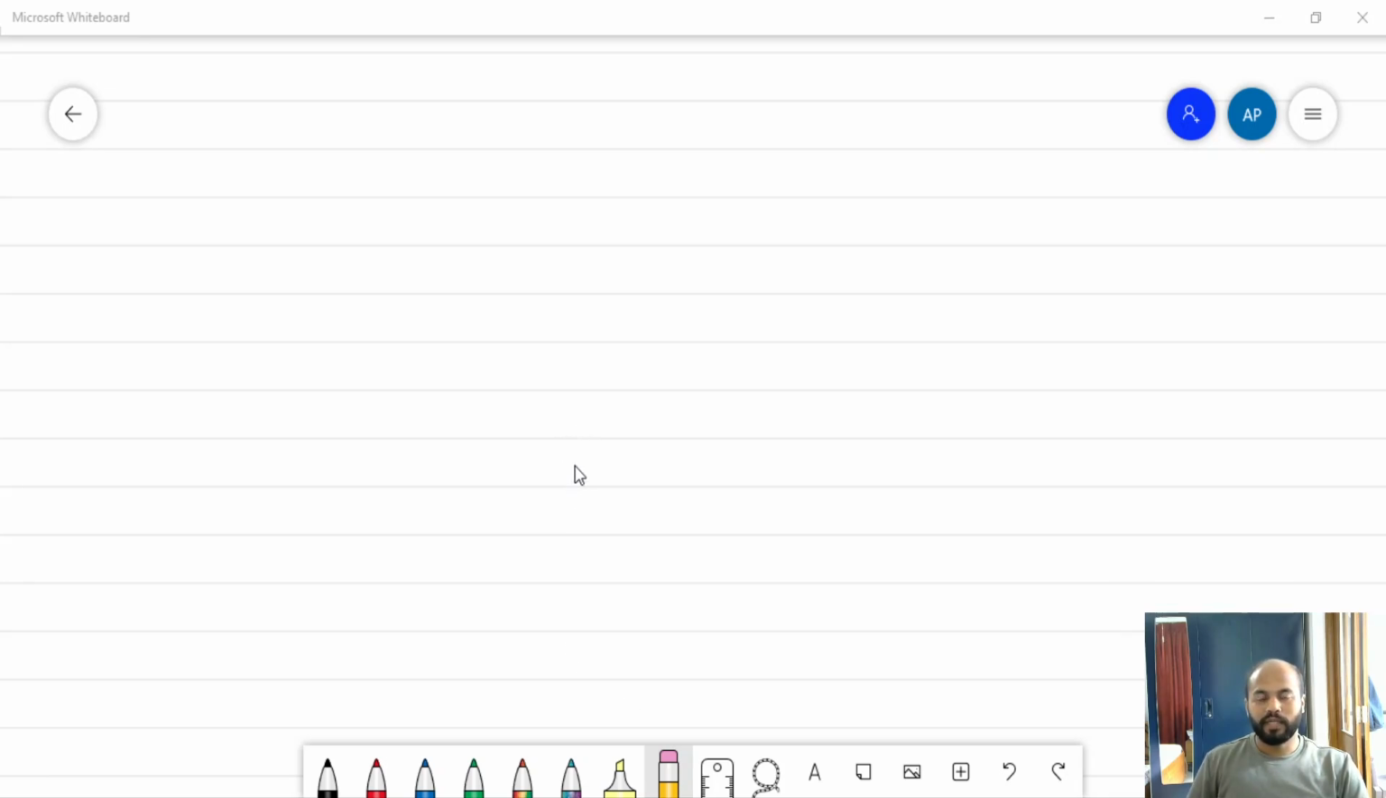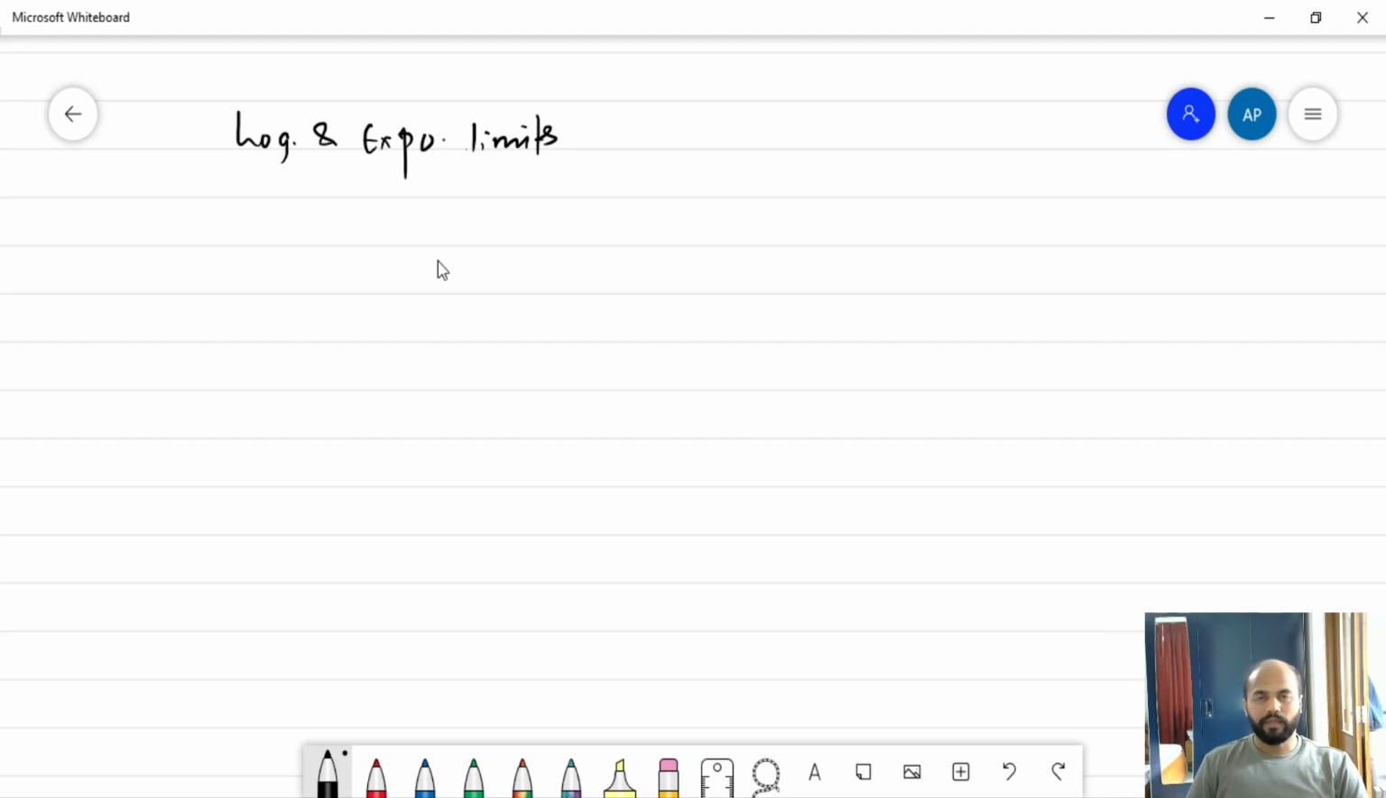Welcome to this part of mathematics. In this part of limits, we're going to study and focus on logarithmic and exponential limits. So, logarithmic and exponential limits.